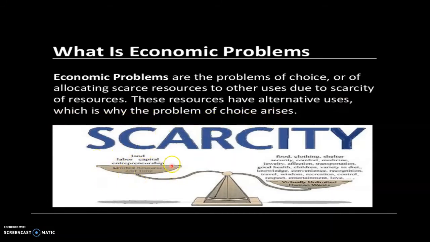So these are the factors of production: land, labor, capital, entrepreneurship. We have limited resources and time, and we need to satisfy all these things. These are the basic needs of the people: food, clothing, shelter. So we have to satisfy all these needs with these limited resources. Okay.